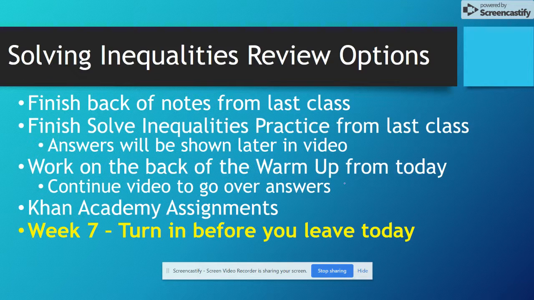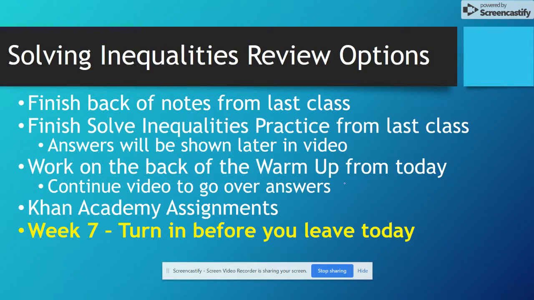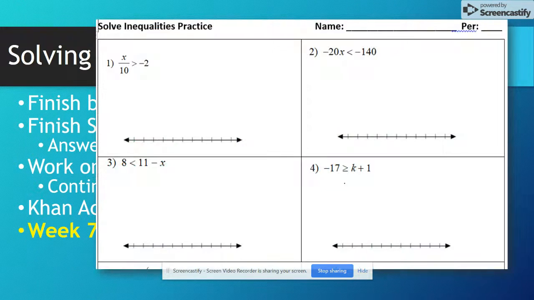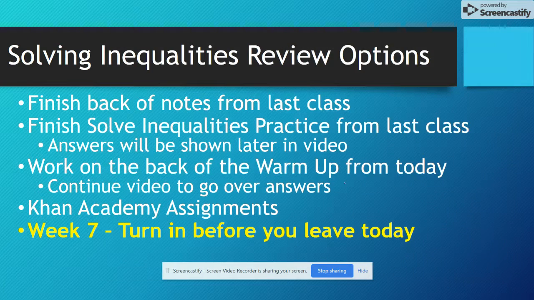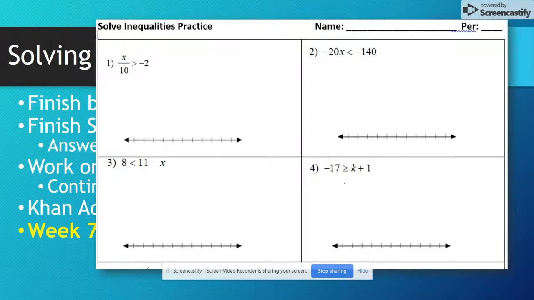At this point, you're going to have an option to pick one of these things. Week 7 needs to be turned in before you leave today. That's just going to be graded by myself. So here are your options. Finish the back of the notes from last class. That is this paper. You can finish the solve inequalities practice from last class period. That is this paper. And then you can work on the back of the warm-up from today. That's this. I'm going to have the answers to these questions in the video here in just a second.